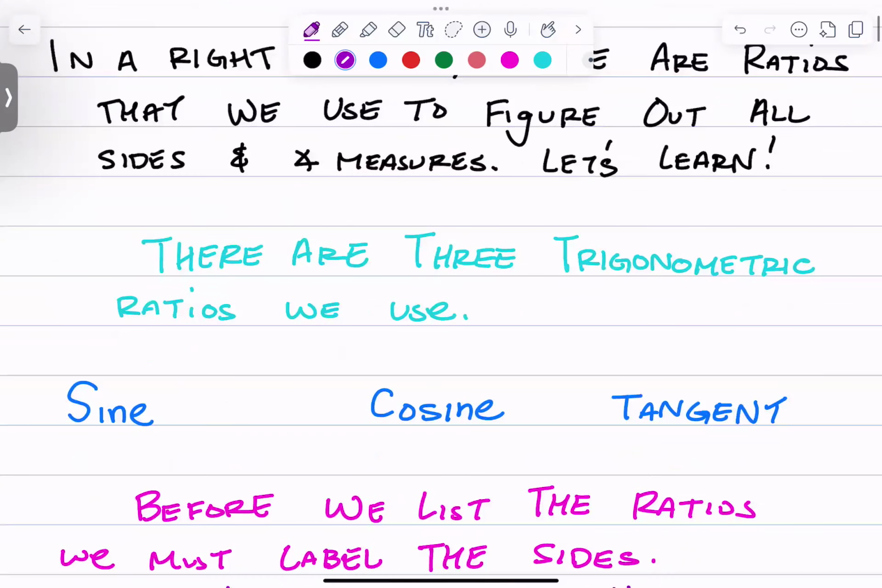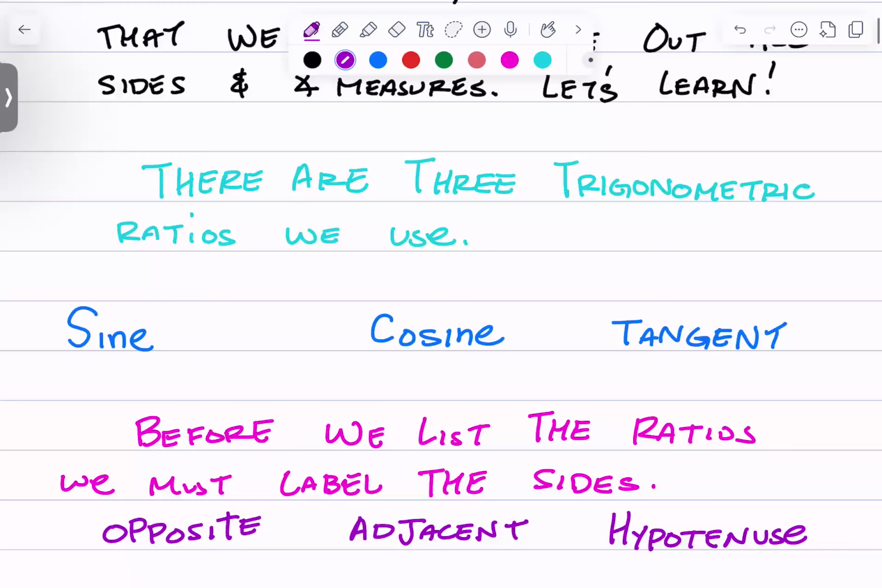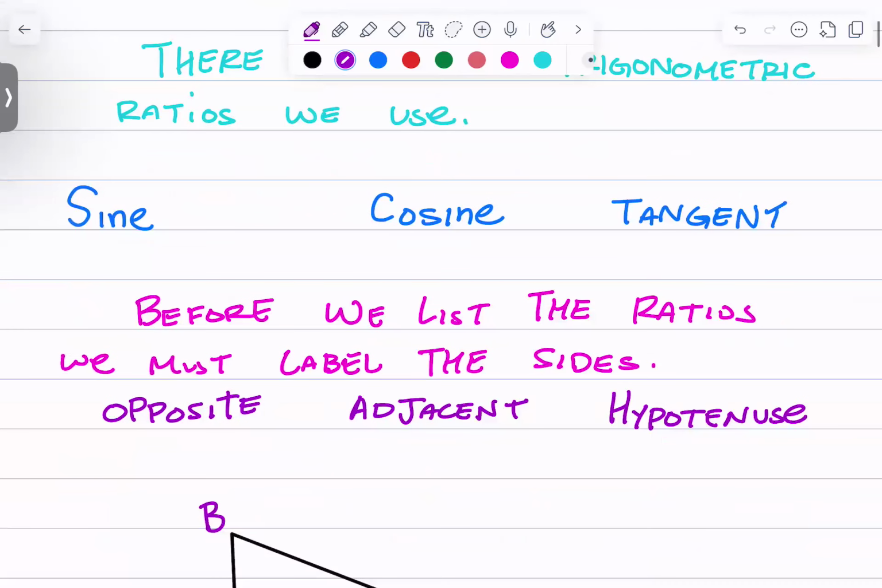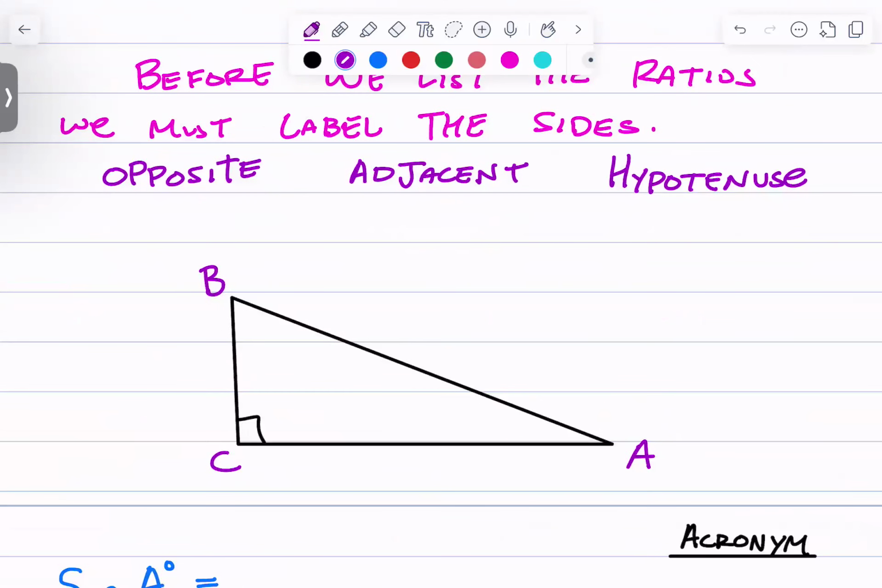All right, so there are three trigonometric ratios we use. They are called sine, cosine, and tangent. They're just fancy words for a fraction, right? Before we list the ratios of sine, cosine, and tangent and what they mean, we must label the sides. So here is a right triangle, right triangle ABC.